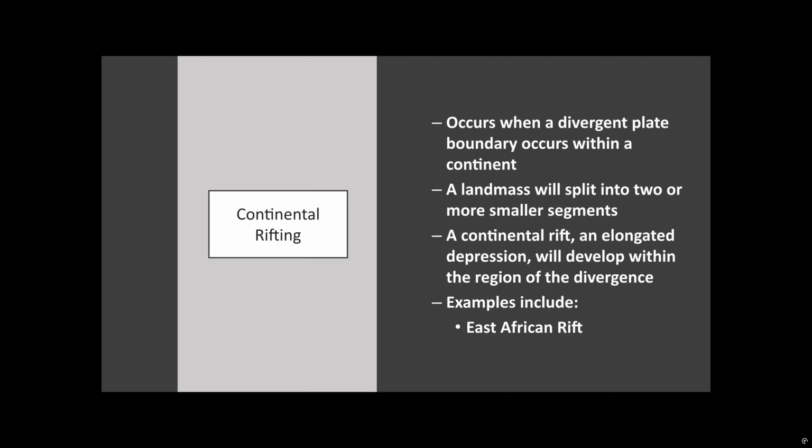I mentioned continental divergent boundaries. When this occurs within a continent, we call it continental rifting. And basically what happens is a landmass will split into two or more smaller segments. A continental rift is an elongated depression which will develop within the region where the divergence is happening. A good example where this is happening today is the East African Rift Zone.